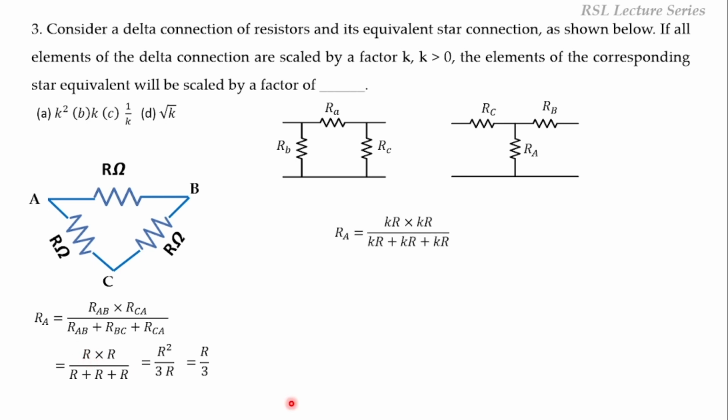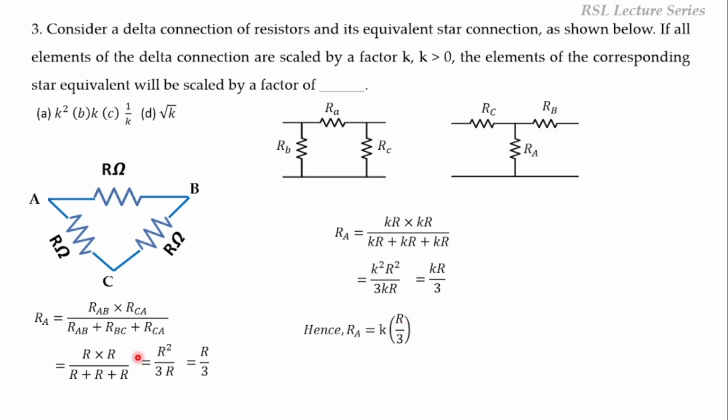So KR into KR divided by KR plus KR plus KR. KR into KR will be K square R square. Here KR plus KR plus KR is 3KR. Now this K and this K will get cancelled. Similarly, R and R will get cancelled. So the remaining term is KR divided by 3, or this can be written as K times R by 3.